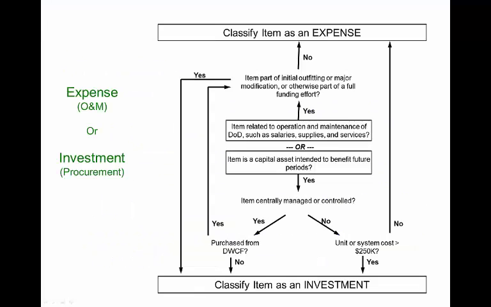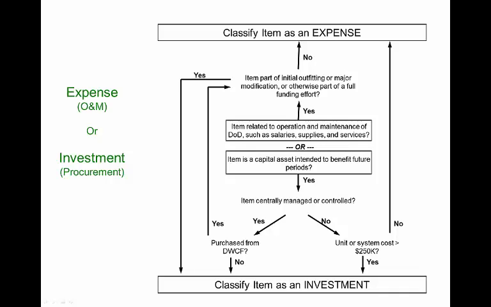This flowchart is derived from the DoD Financial Management Regulation regarding whether some object of expense is categorized as an expense and should be paid for with an expense type appropriation, like O&M, or if it should be classified as an investment and paid for with a procurement or maybe a construction appropriation. And the logic starts in the middle. Is the thing that we're buying designed to benefit future periods? Are we buying some capital asset? And if so, is it expensive? Does it cost more than $250,000 for a unit or a system? If so, then we're dealing with an investment.